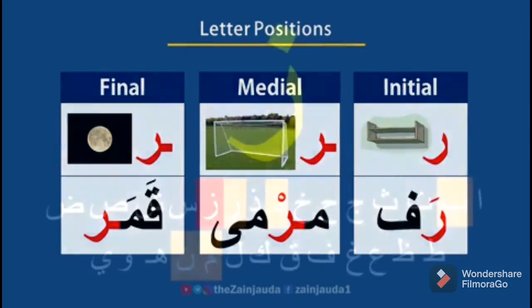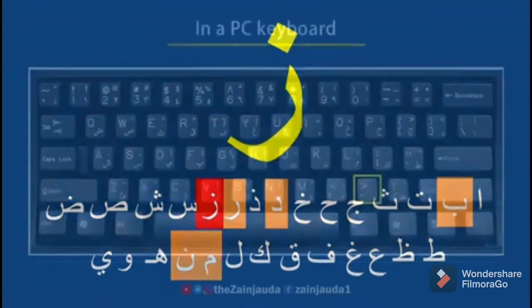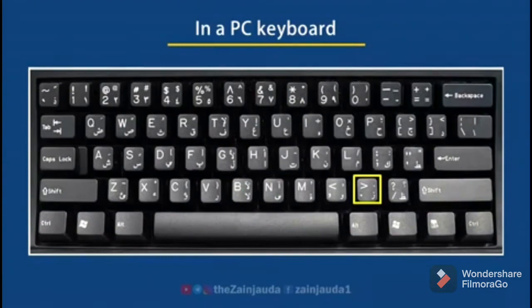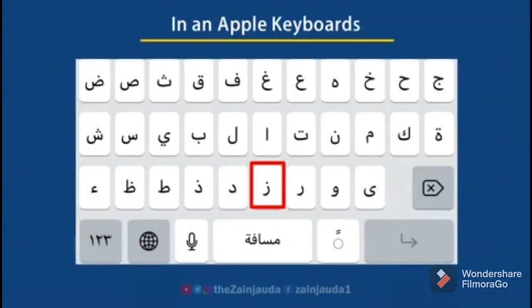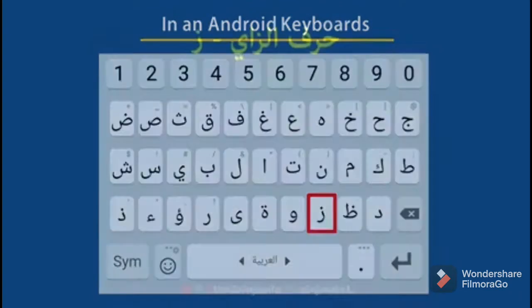Our second letter for today is Zay. It is the same as Ra in writing, except it has a dot over it. Zay is the 11th letter in the Arabic alphabet. It is found with a dot in the keyboard. In an Apple keypad, it is found in the 3rd row, just above the masafa. And in an Android, it is also found in the 3rd row.